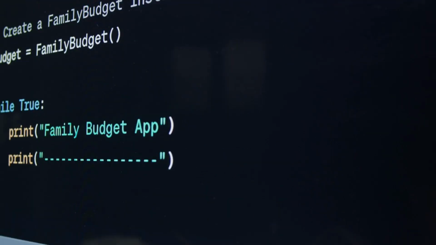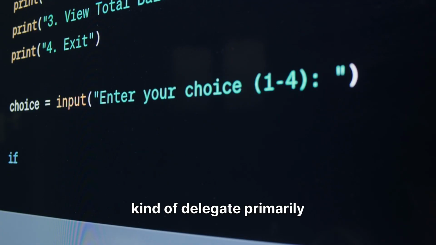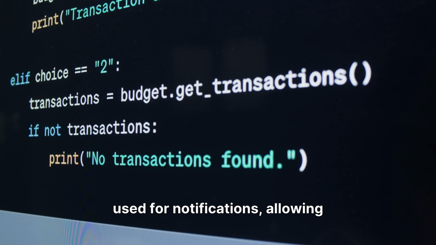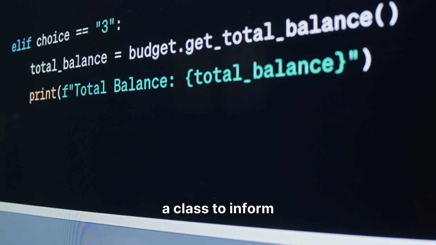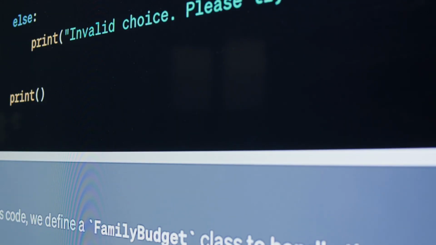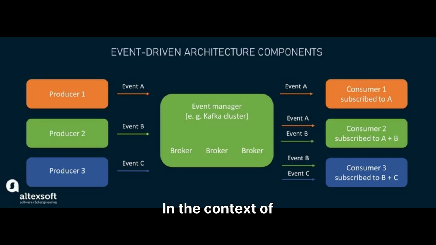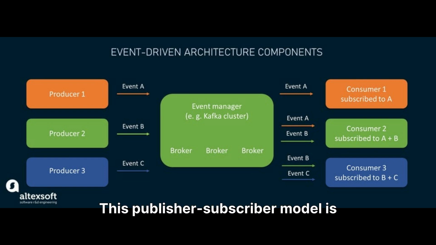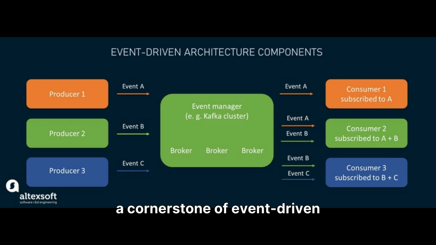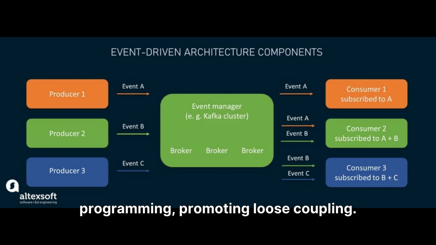Now, let's move on to events. Events are a special kind of delegate primarily used for notifications, allowing a class to inform other classes when something significant occurs without needing to know who or what is listening. In the context of events, we refer to the class that raises the event as the publisher and the class that handles it as the subscriber. This publisher-subscriber model is a cornerstone of event-driven programming, promoting loose coupling.